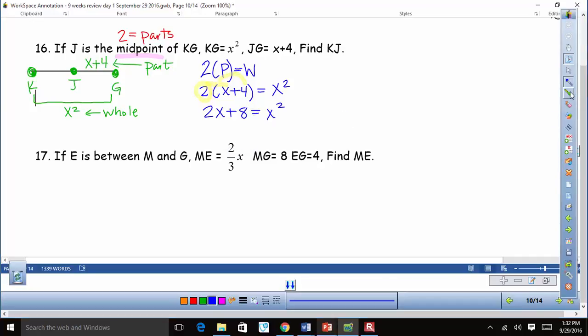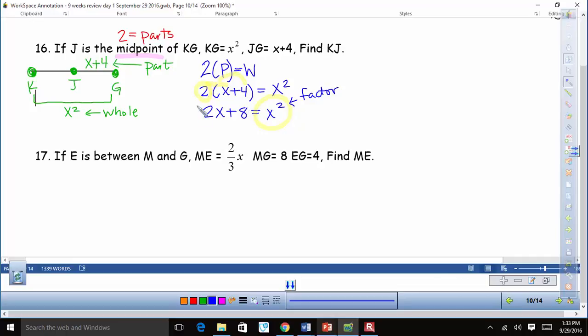Okay, what does x squared mean? That you have to factor. So in order to factor, what do we have to do? Move everything on one side. So am I going to move 2x and 8 to the right, or am I going to move x squared to the left?